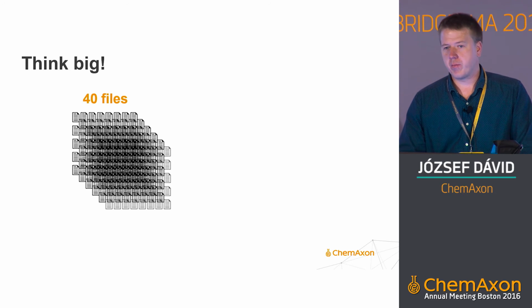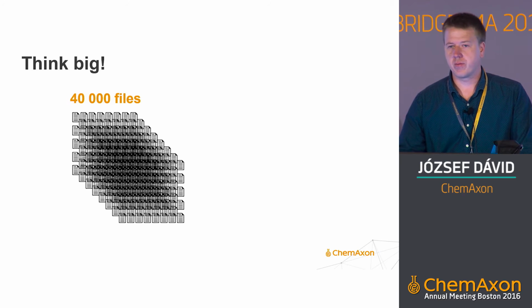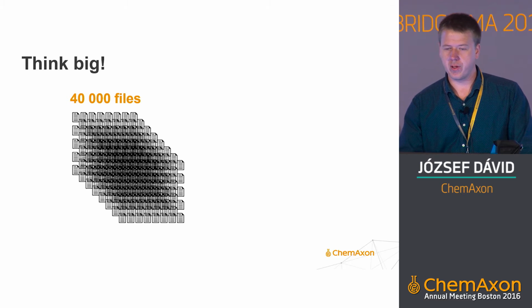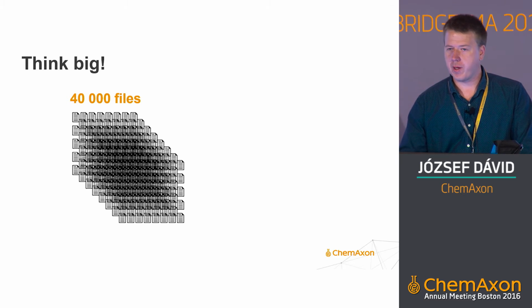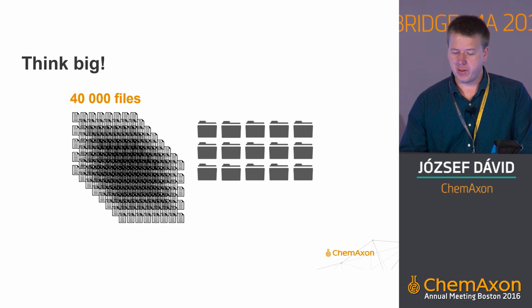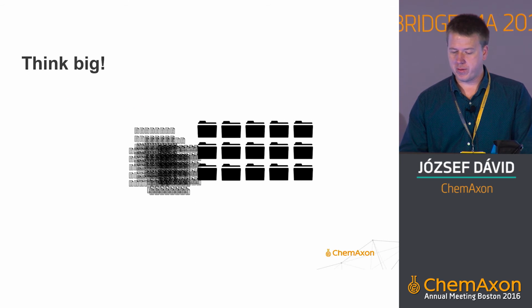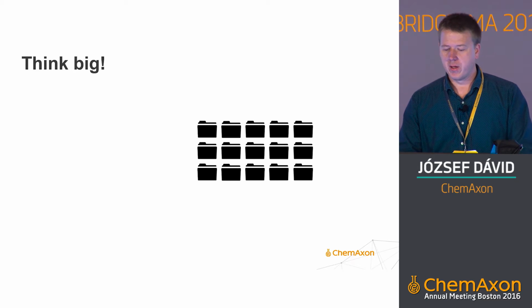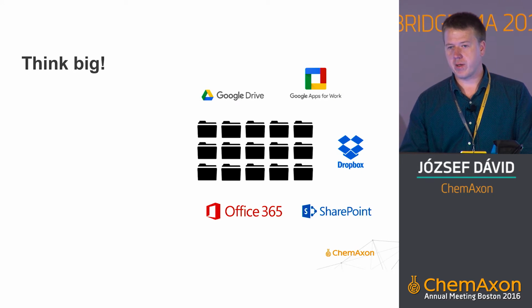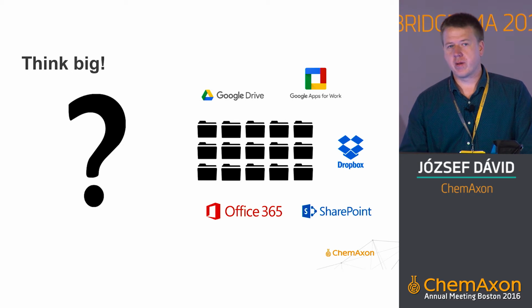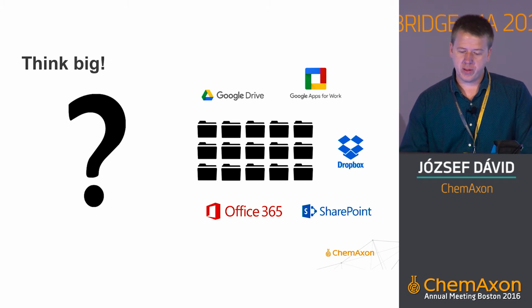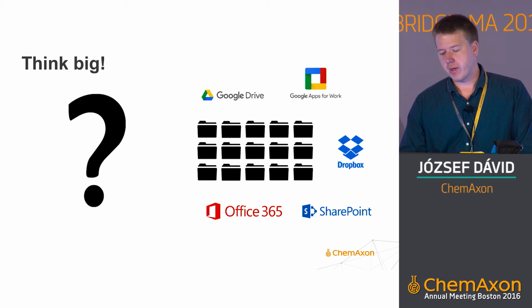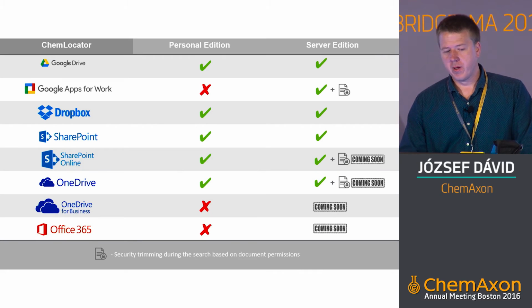They usually have many more files, for instance 40,000 or even more in their company library. Maybe they are organized into folders, or maybe just stored, not well organized but stored, or maybe they could even be in the cloud. And that's something we also considered in ChemLocator, and we have a solution for that, so I would like to show it.